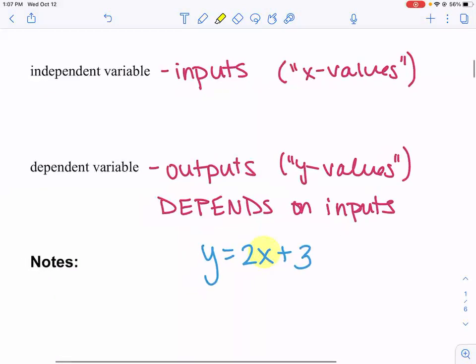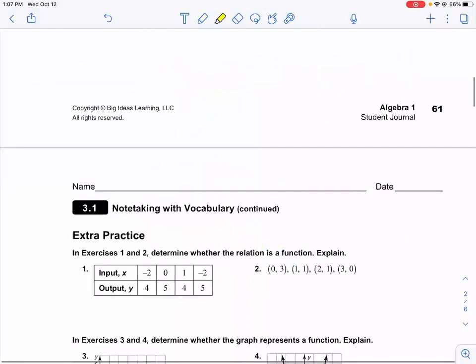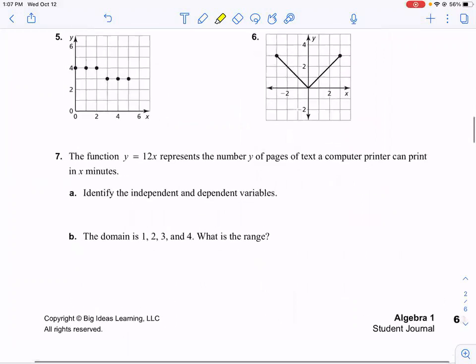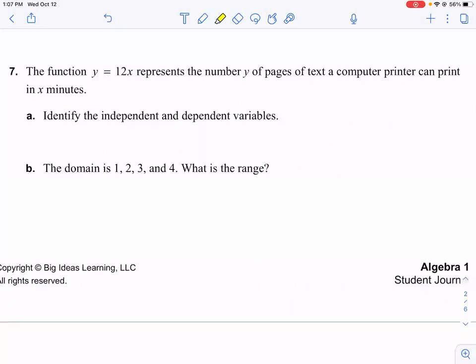Okay, so if you turn the page, we're going to look at this number 7. I know we're going to talk about domain and range here in a little bit, so we'll come back to this example. But we can probably still talk about it, actually. y equals 12x. y is the number of pages a computer can print in x minutes. We need to identify the dependent and independent variable.